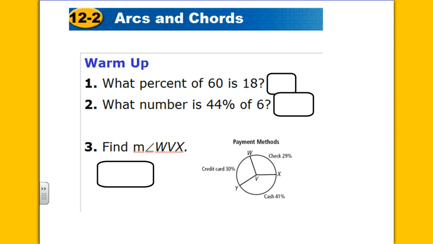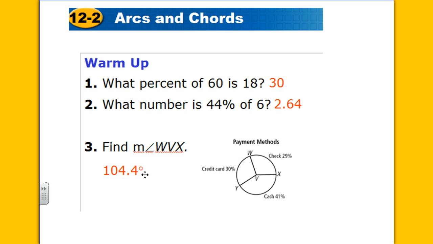What percent of 60 is 18? 18 over 60 is 30%. What number is 44% of 6? Again, 0.44 times 6 is 2.64. And the measure of angle WVX, that is 29% of 360 degrees, right? So 0.29 times 360 is 104.4 degrees.